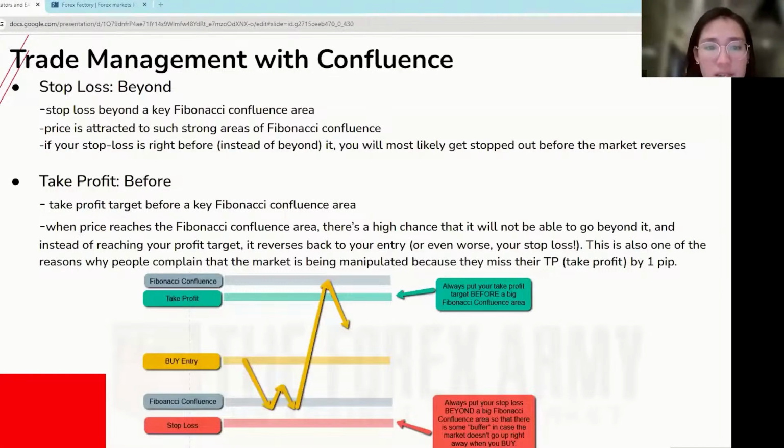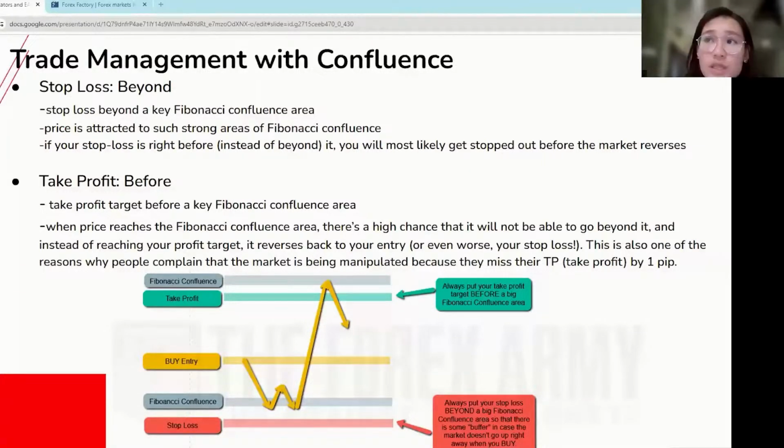So here we have the most basic trade management tips. Here by confluence, we are talking about Fibonacci confluence, which basically occurs when two or more Fibonacci levels line up in the same area. But this also applies for resistance areas or any pivot point levels.